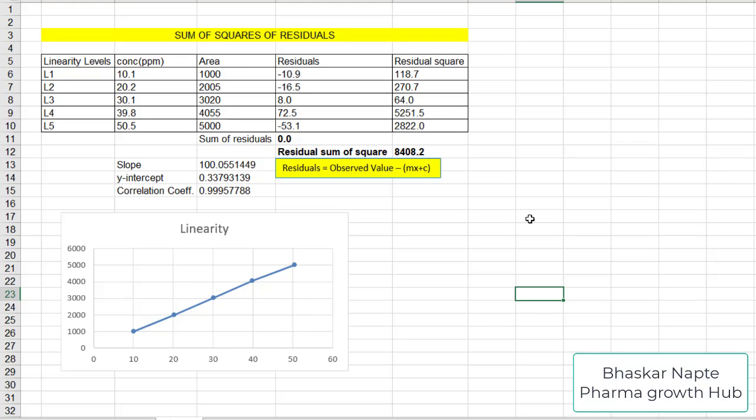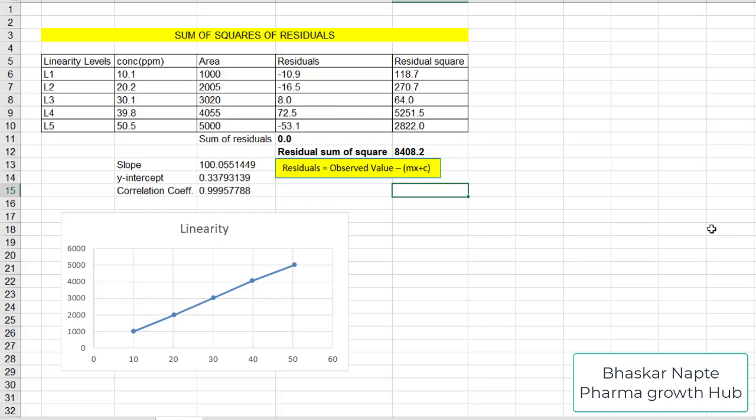So here is the example for understanding the calculation of residuals and then residual sum of squares. These are our linearity levels ranging from L1 to L5. These are the respective concentrations, 10.1 ppm to 50.5 ppm. And these are the respective responses or areas, like 1000 for L1 and 5000 for L5. So I calculated the residuals by using the calculation formula. You can see highlighted in the yellow region. So minus 10.9 is the residual for L1 level. Minus 16.5 is the residual for L2.